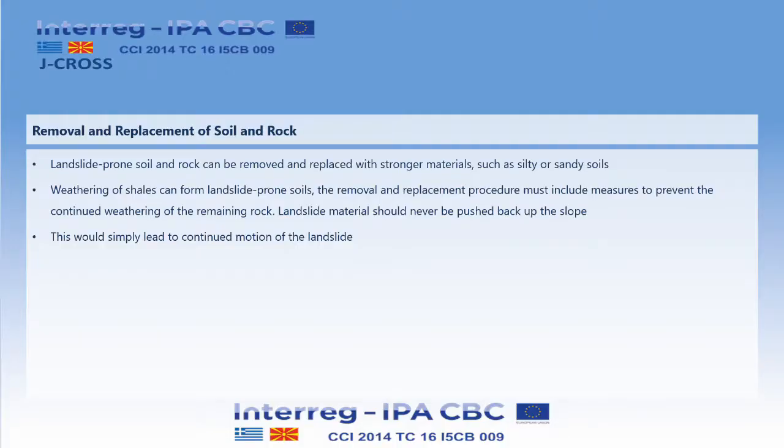Landslide-prone soil and rock can be removed and replaced with stronger materials, such as silty or sandy soils. Weathering of shales can form landslide-prone soils. The removal and replacement procedure must include measures to prevent the continued weathering of the remaining rock. Landslide material should never be pushed back up the slope. This would simply lead to continued motion of the landslide.